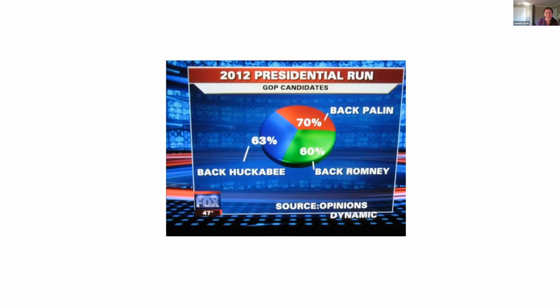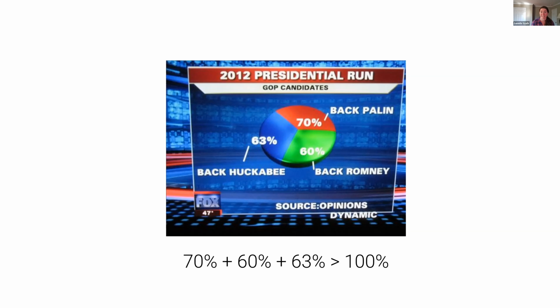Exactly. So y'all are spot on with this one. 70 plus 63 plus 60 does not equal 100. Unfortunately, this is an example that is real. This was not constructed out of false data. This is from the media. But what we can see is pie charts in general should always sum to 100.